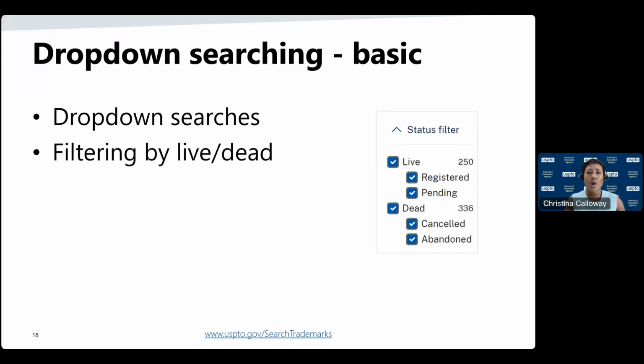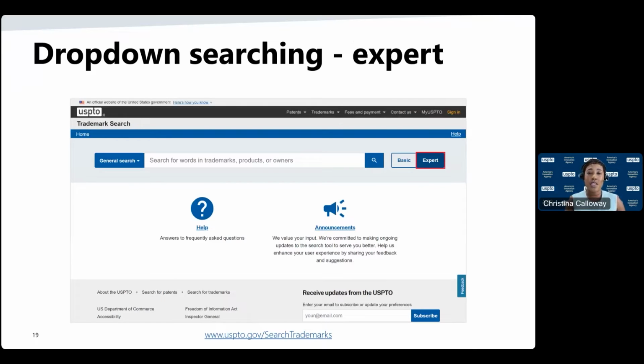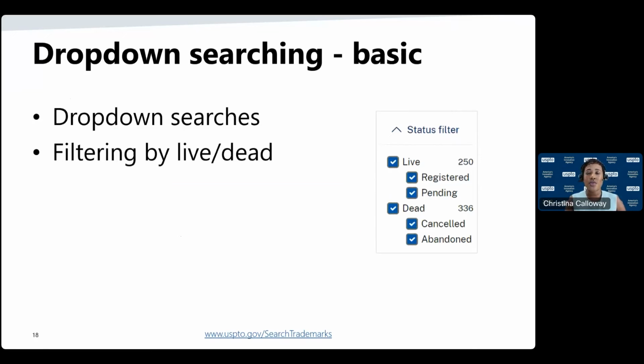So in basic mode, when you're conducting that drop-down search, I pointed out in one of our screenshots that you're able to see that filtering by live and dead marks. So you may be thinking, what is a live mark? What is a dead mark? What does that even mean? Okay, live marks, so our database is only for registered trademarks as well as pending applications that have been filed and pending and have not moved through toward registration.